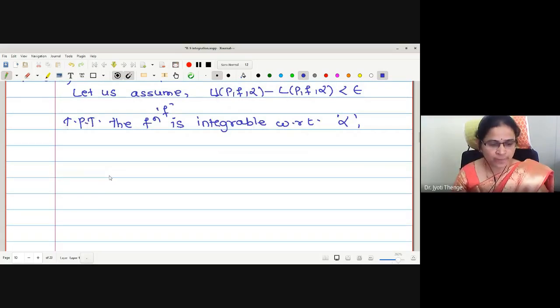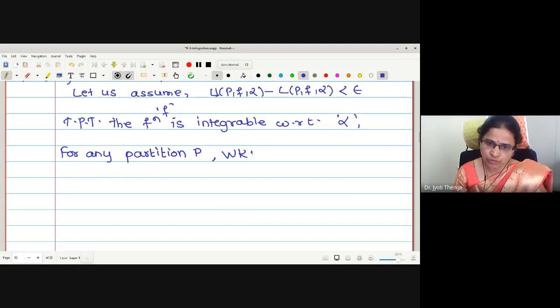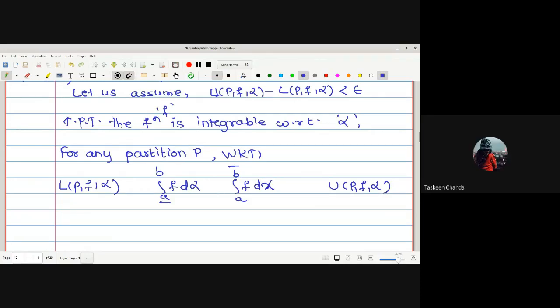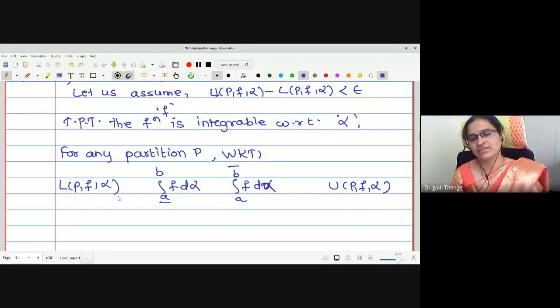Now here we are going to use a relation which we have written in the definition itself. For any partition P, we know L(P, alpha), lower integral, upper integral, U(P, alpha). You have to tell me the relation. Less or equal. Whatever I have written is a typo, knowing the type, you are telling me the answer less or equal or not.